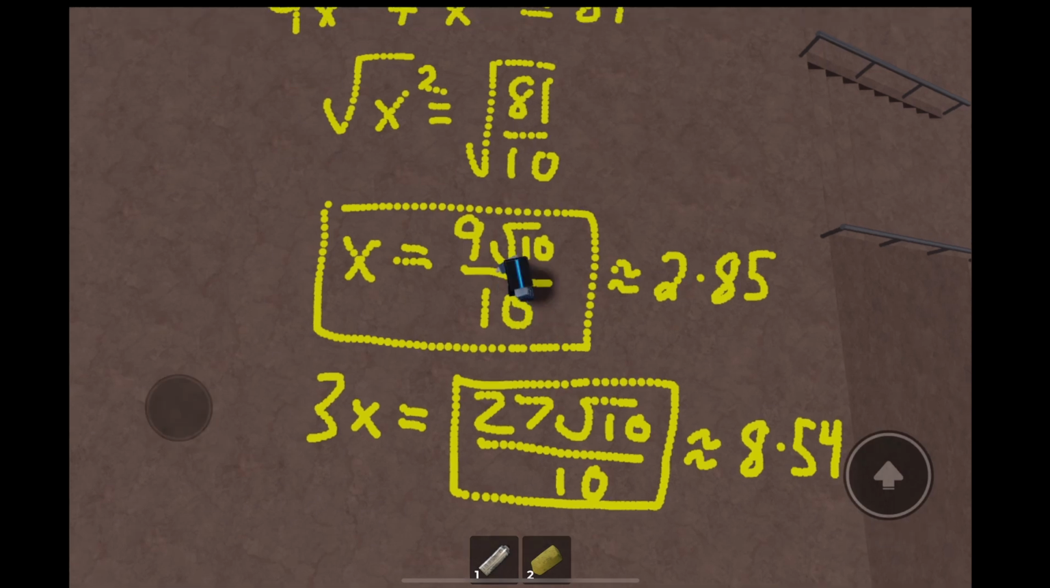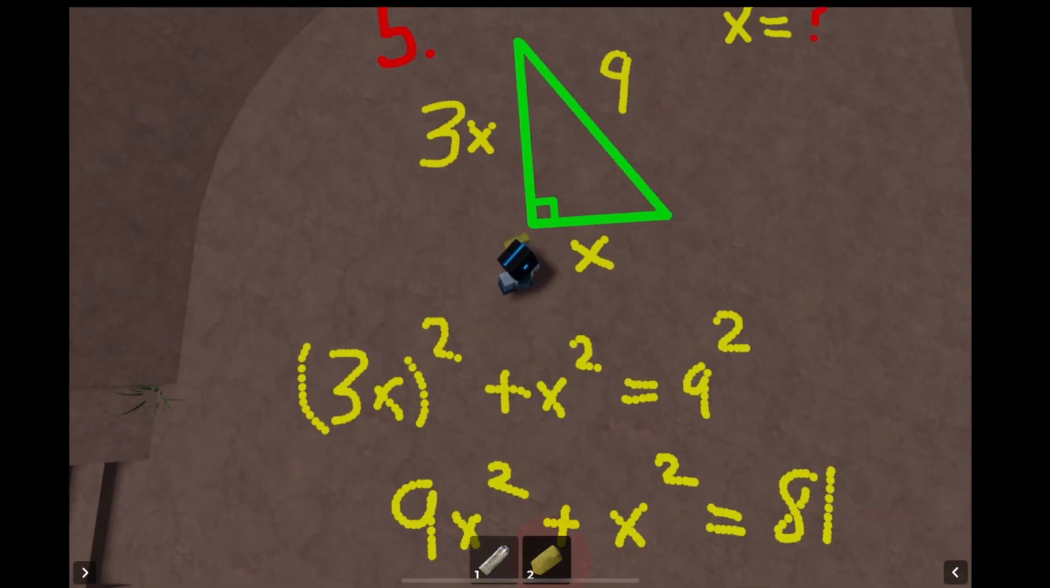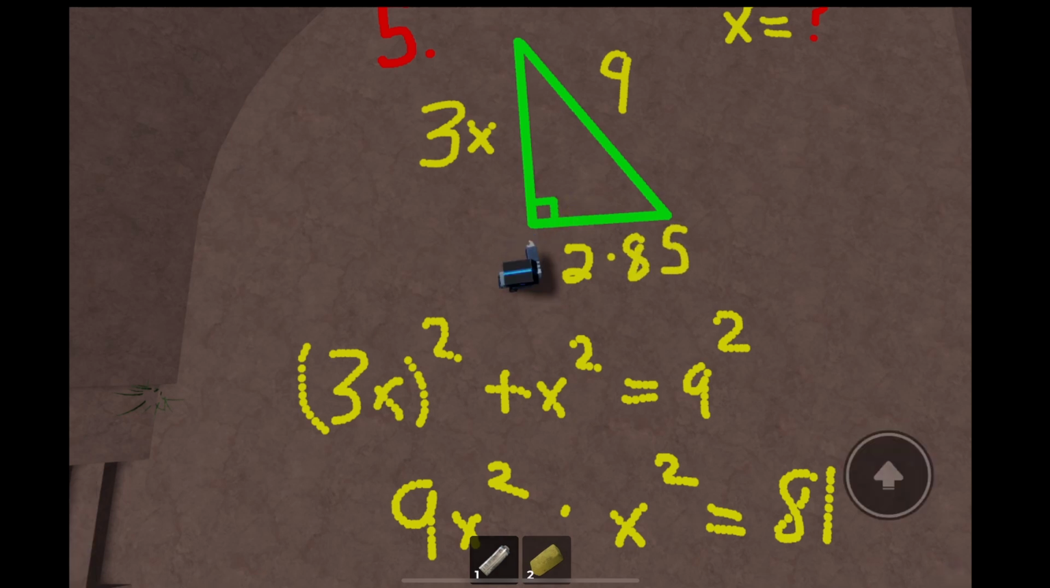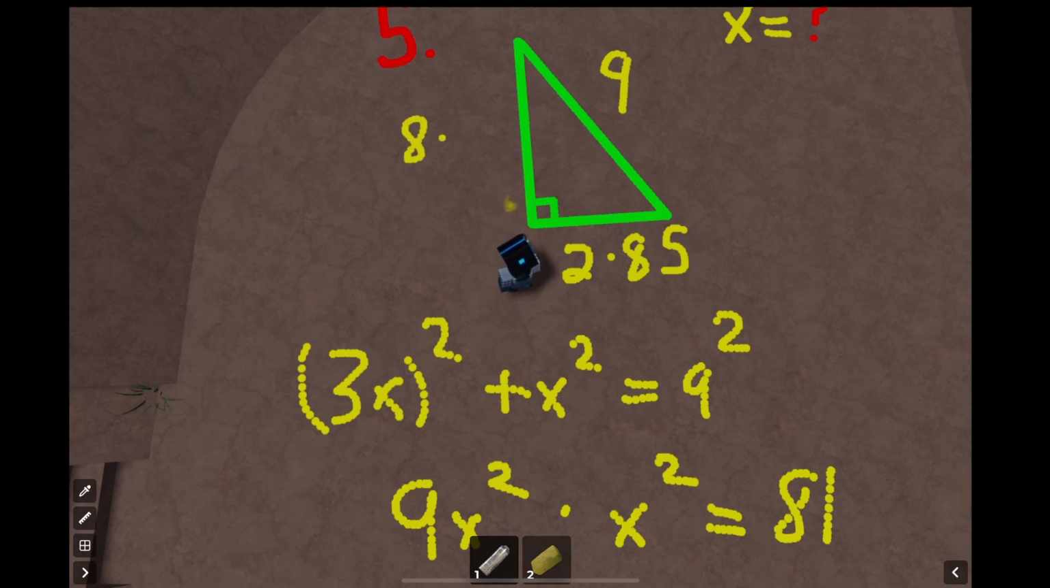Let's fill in these values in our triangle and call it a day. So x will roughly equal 2.85. And then 3x was roughly equal to 8.54. And we're done with this triangle.